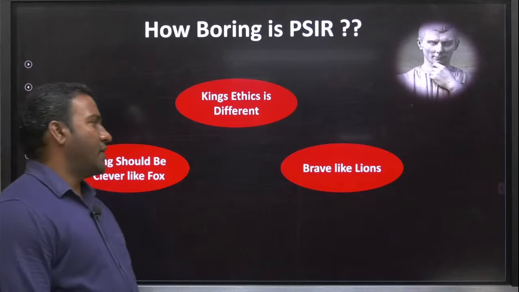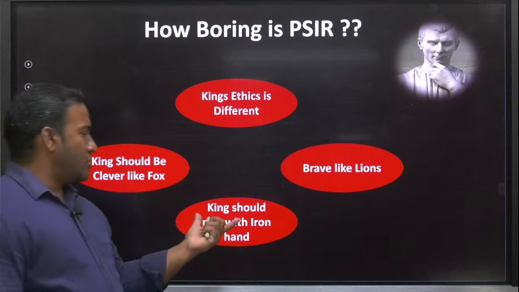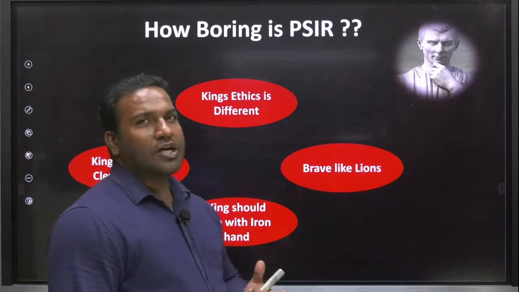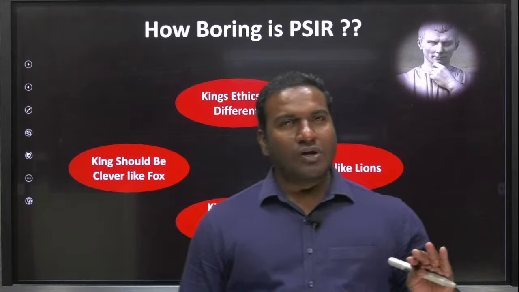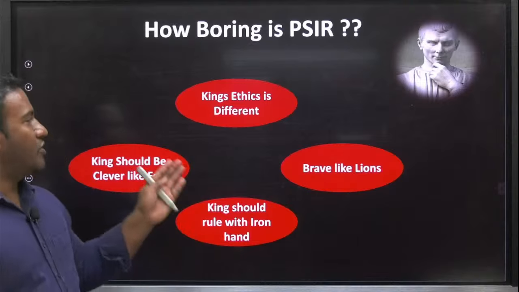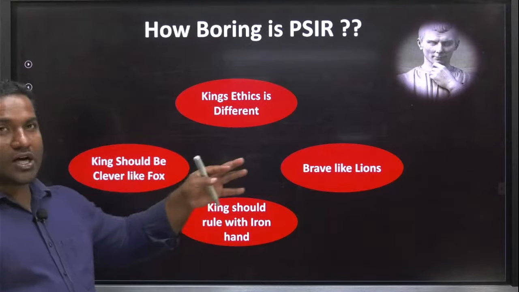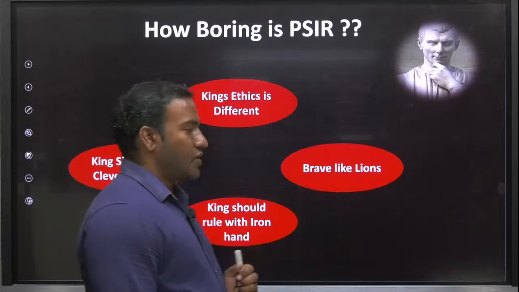Likewise, this is Machiavelli, and Machiavelli says a king should rule with the iron hand. No soft power, no soft rule, only iron hand. Why? Because there will be so many people willing to defeat the king. So only the iron hand, the deterrence or fear, can make things work.